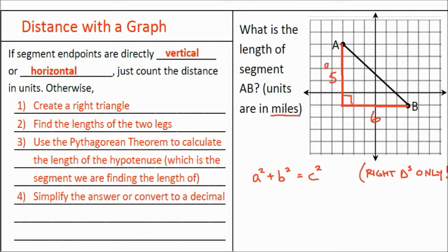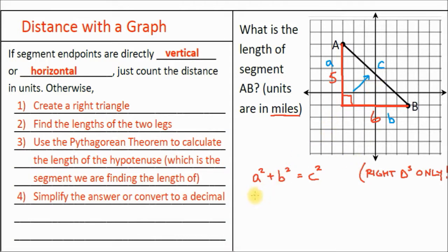I'm going to change the color there so you can see that a little bit better. This one is going to be A, and I'm going to use this number as B. And then remember, the hypotenuse is always C. The longest side, or the side that's directly opposite of the right angle, is always the hypotenuse, which is C.